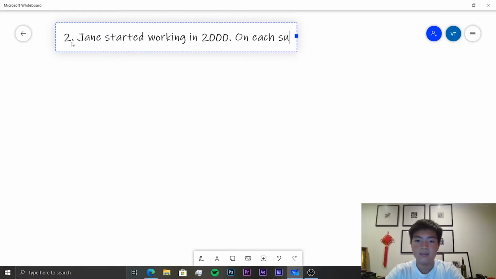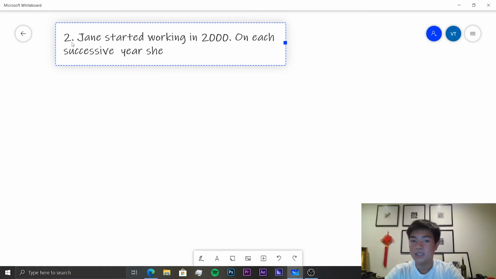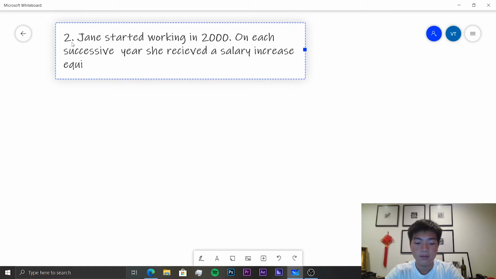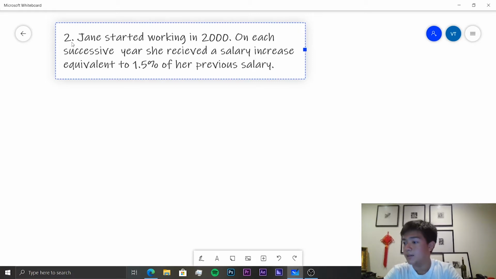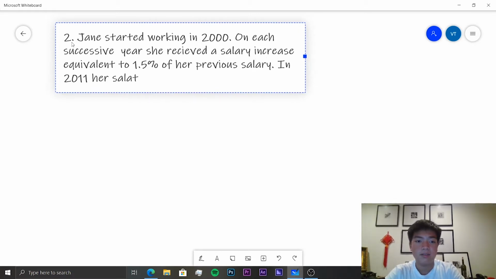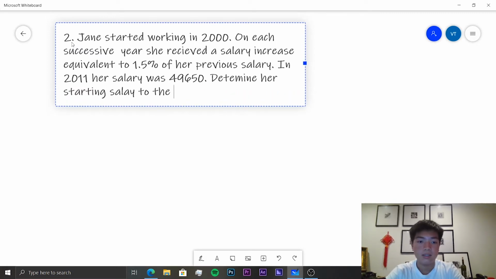Jane started working in 2000. On each successive year, she received a salary increase equivalent to 1.5% of her previous salary. In 2011, her salary was $49,650. Determine her starting salary to the nearest dollar.